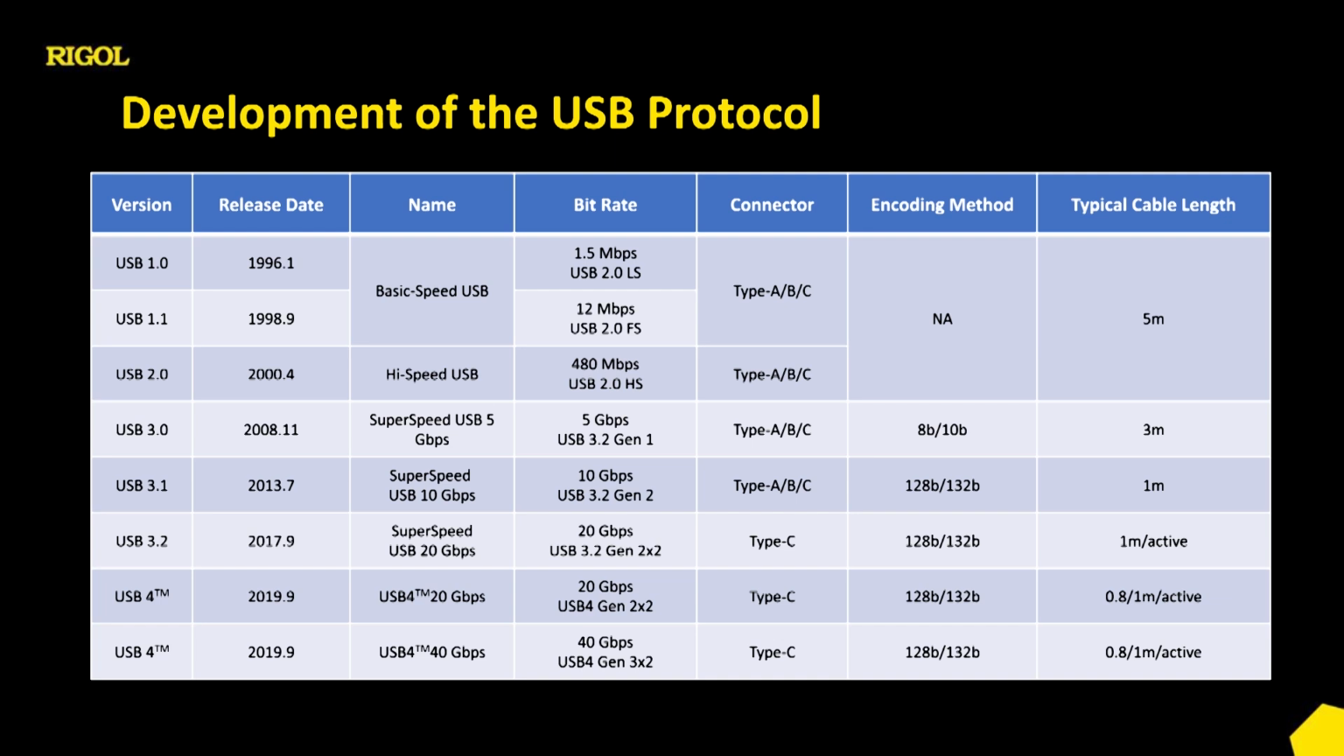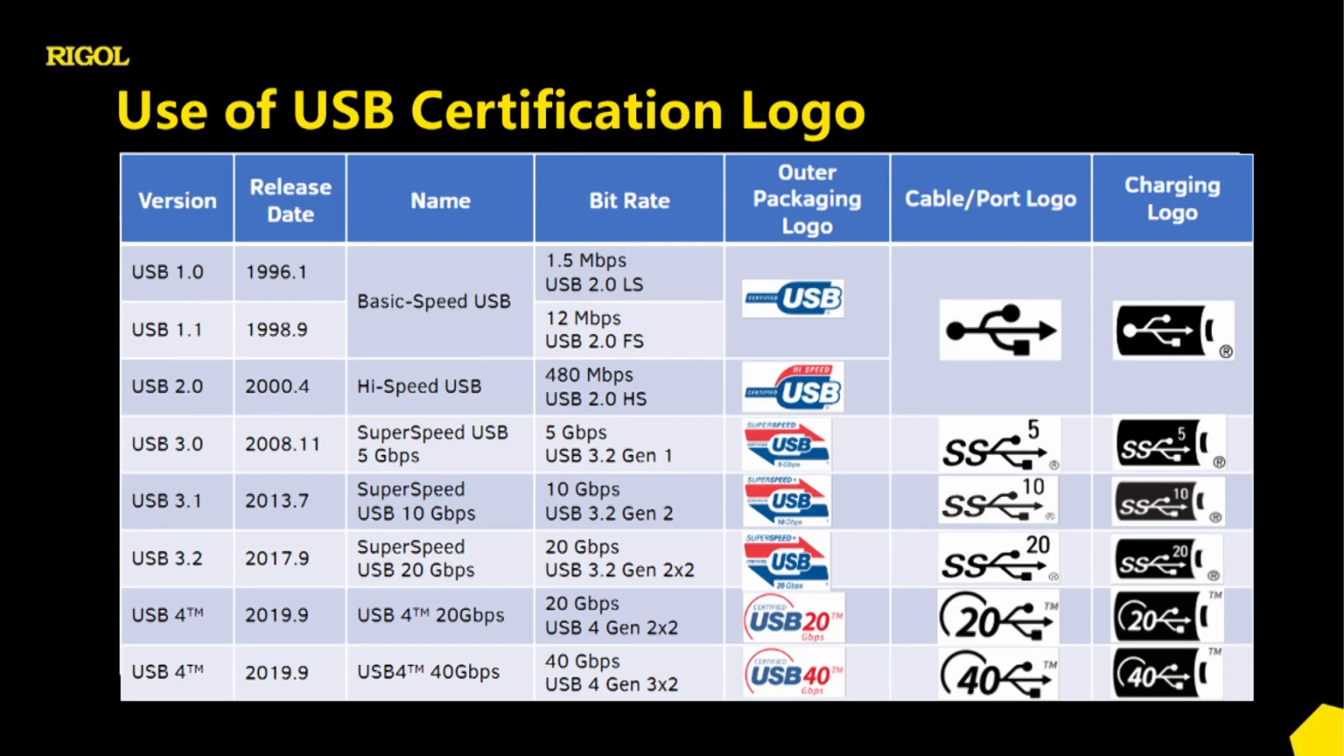The transmission speed has also been gradually increased from 1.5 megabits to 40 gigabits, from low-speed devices such as mice and keyboards to universal multipurpose interfaces. In this development, the USB interface, the encoding, the classic wire length, and the logo were also changing.